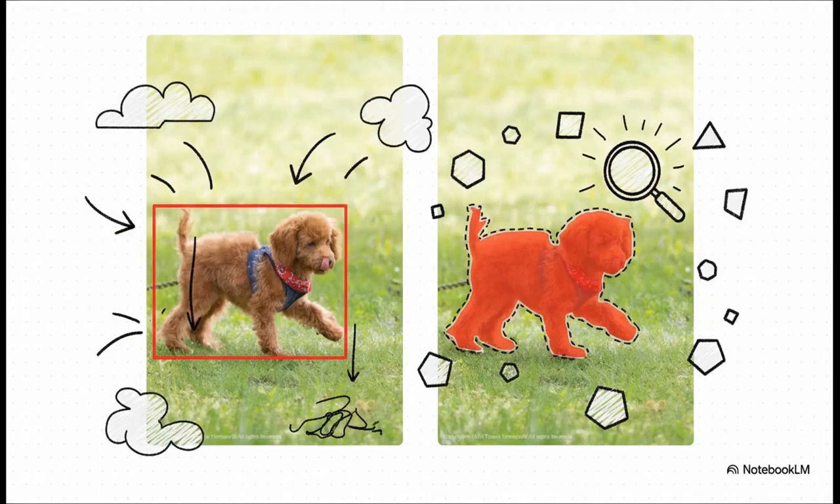And this visualizes the difference perfectly. On the left, you've got the old way, a simple bounding box. Yeah, it tells us there's a dog there, but it also grabs a whole bunch of the background grass. But then you look at the right, and that's something else entirely. That's a pixel-perfect outline, a mask. It's the difference between knowing about the dog and truly seeing the dog.